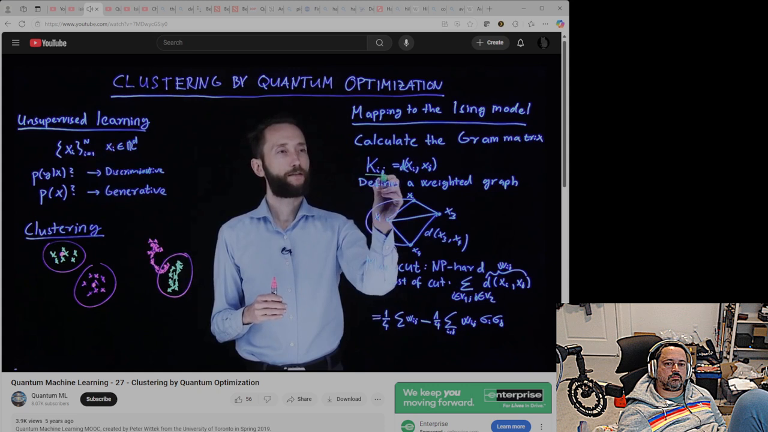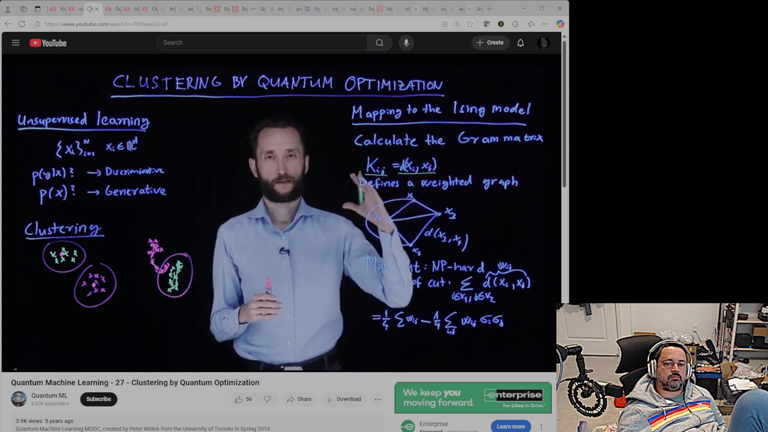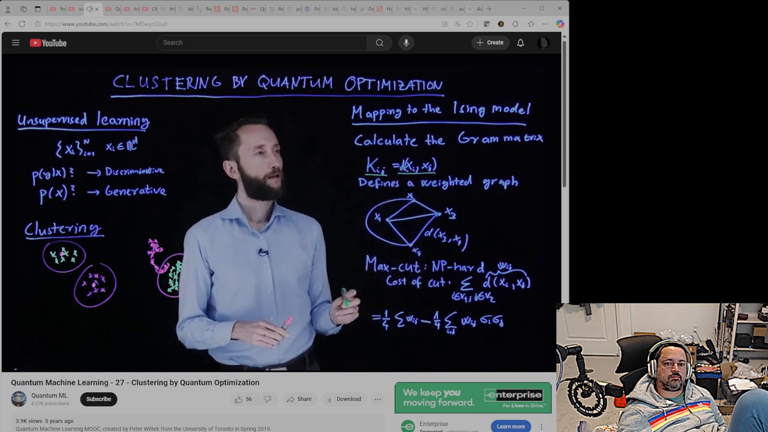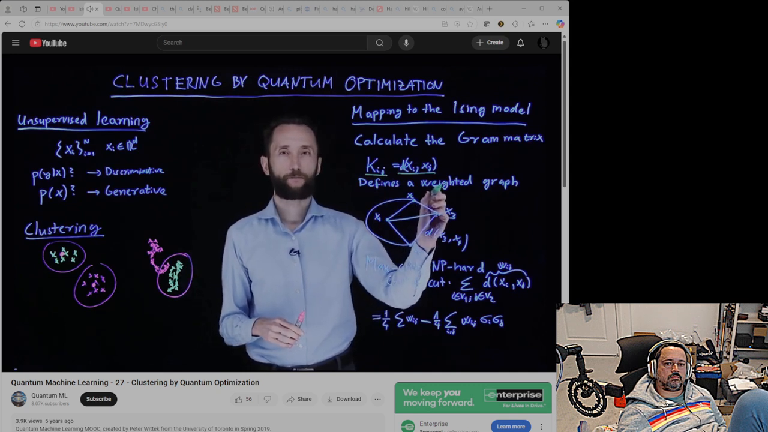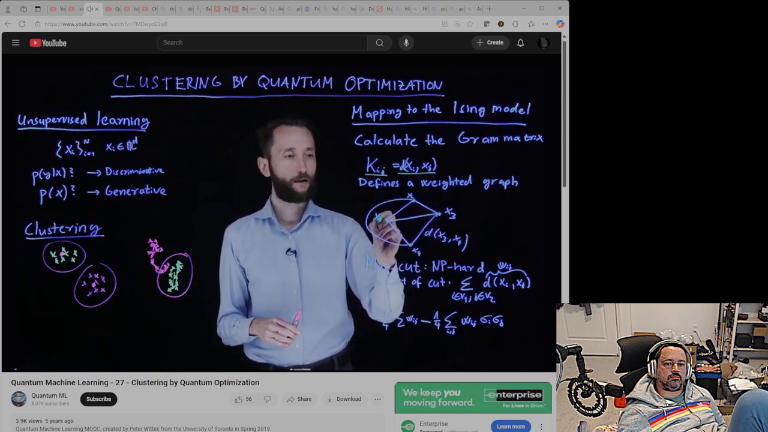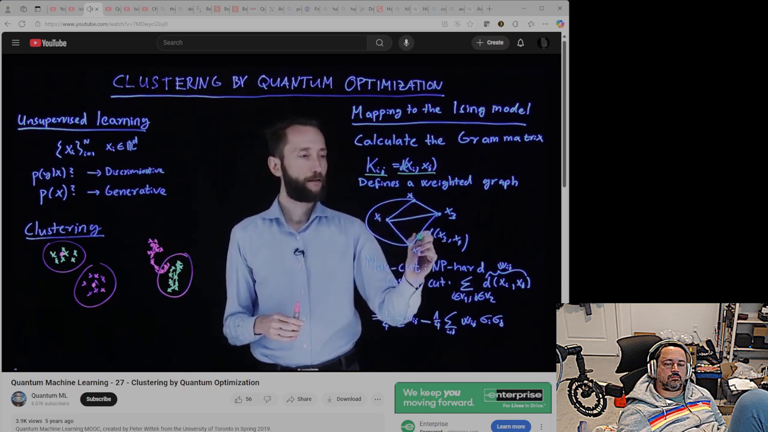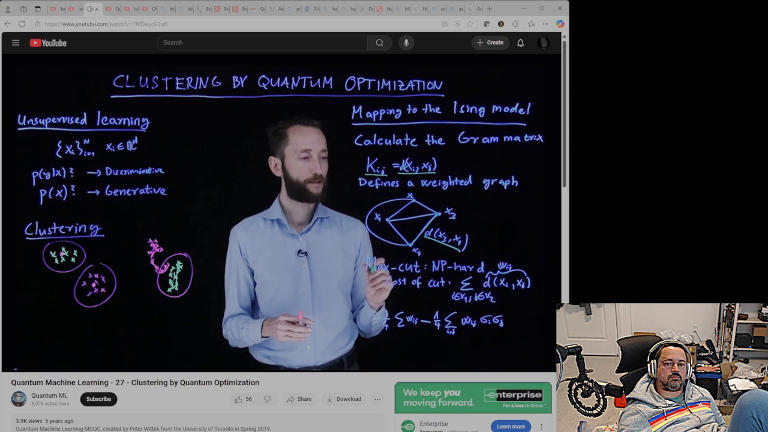So we fill this Gram matrix with the distances between individual points. This is a symmetric matrix because the distance function is symmetric. Now, if you have the Gram matrix, that actually defines a weighted graph. So the points of the graph will be the data instances, so we can label them by the data instances, and the edges connecting them will be weighted by the corresponding distance between the points.